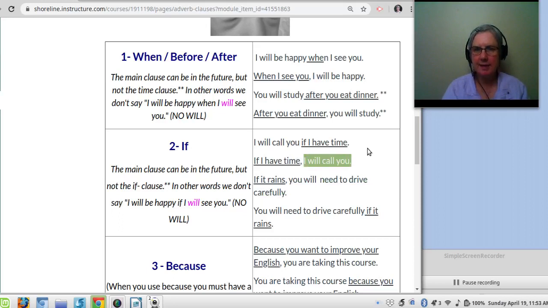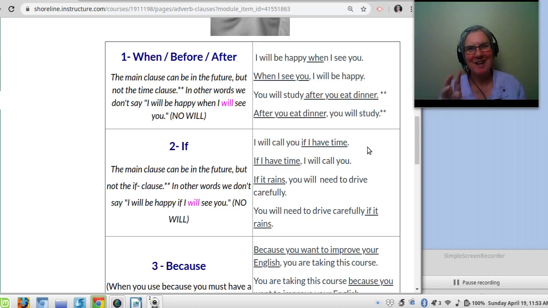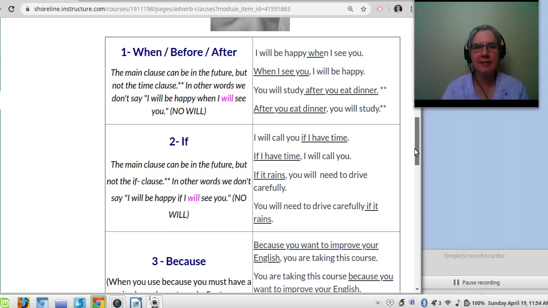Now let's do it in the past tense. The past tense starts to get kind of crazy and you study it in level 6 or 7, but I will tell you anyway. I would have called you if I had had time. If it had rained, you would have needed to drive carefully. Don't worry about the past tense with if right now. Let's move on to because.